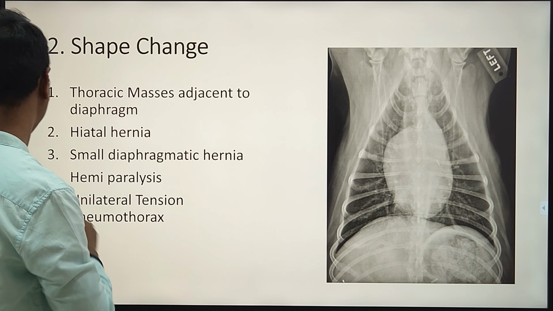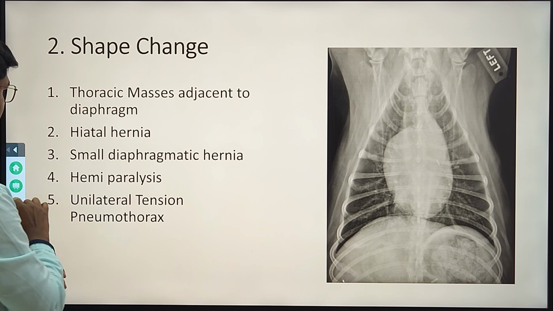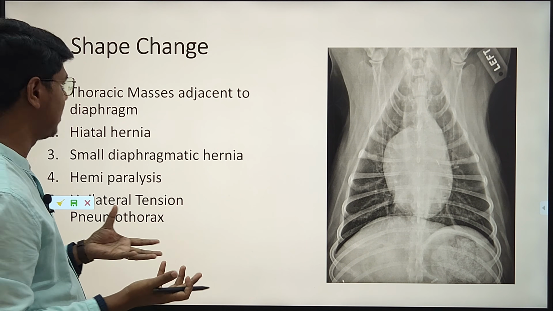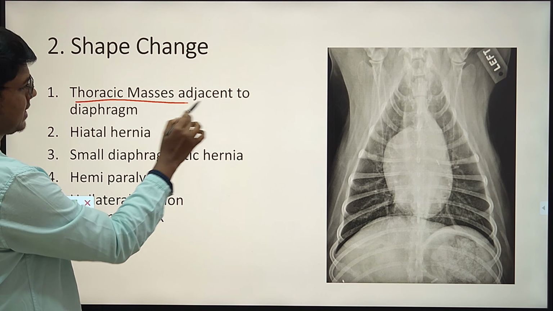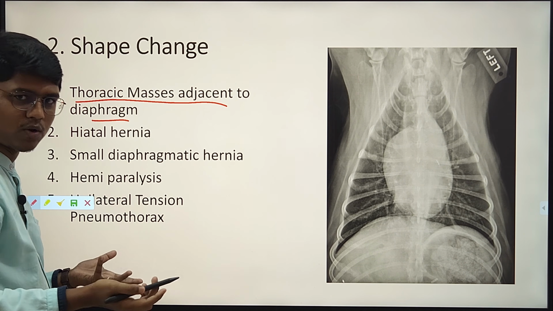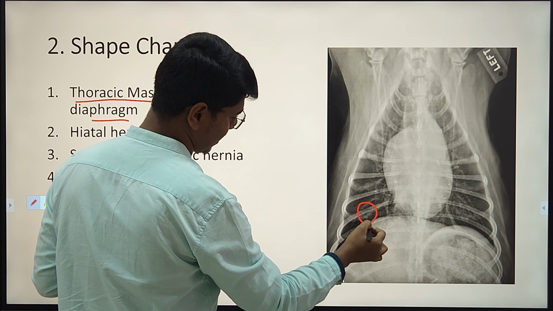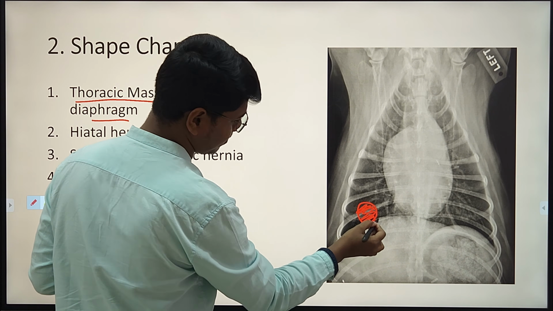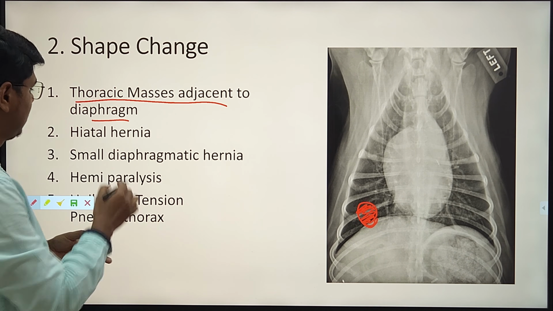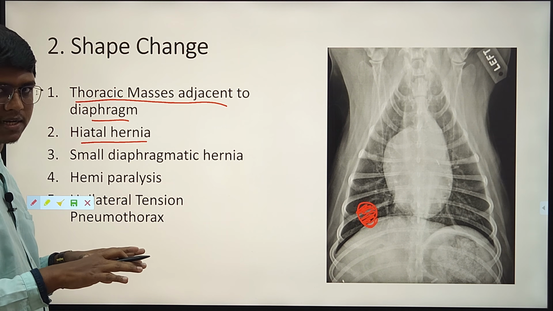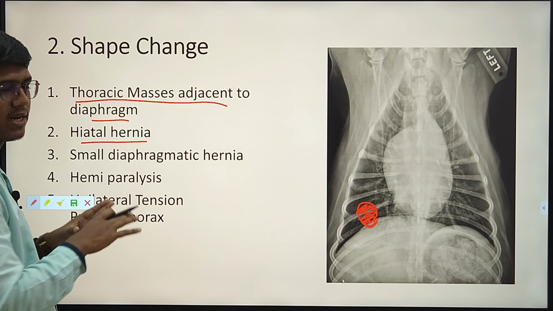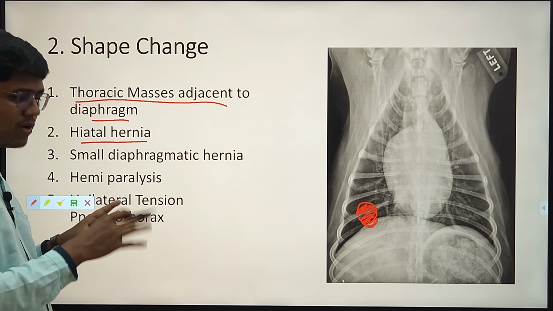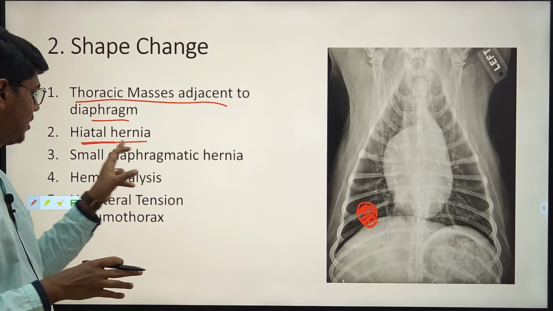Next is the shape change. Just imagine how they will appear. You will know how they will appear. Thoracic masses adjacent to the diaphragm. Similarly, if a lung lobe has a small mass, okay, it may push the diaphragm to change its shape. Hiatal hernia, we'll discuss hiatal. Actually, I have discussed the hiatal hernia vividly in the radiography pathology of the stomach, but I will show you some pictures of how hiatal hernia looks.